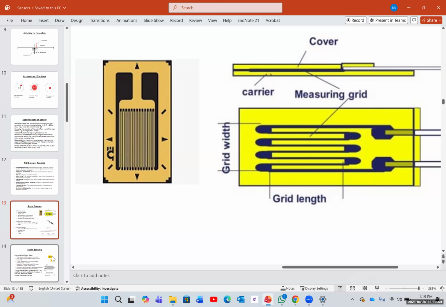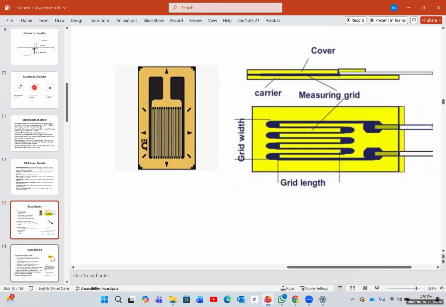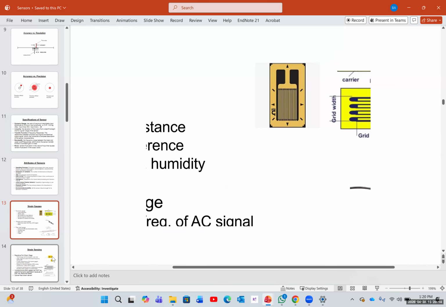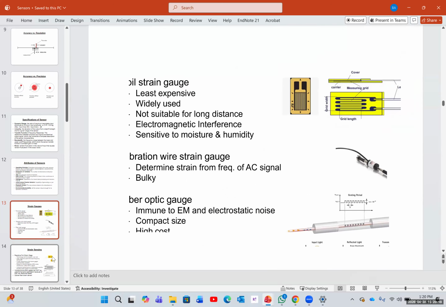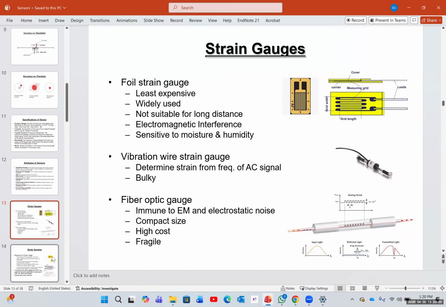And the other thing is, the heat also affects the internal resistance of the copper wire inside the strain gauge. So you're going to have a double effect. And also humidity as well. It has an effect on the conductivity and electronic properties of the system. Therefore, this is another drawback of these.